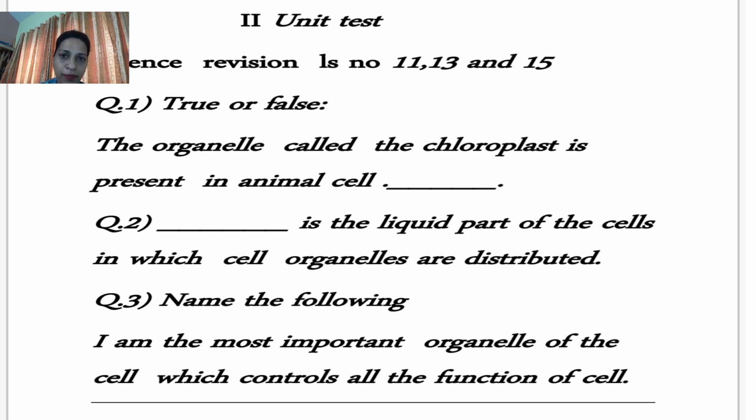Out of these 5 chapters, chapter number 13, changes physical and chemical, and chapter number 15, materials we use, only objectives will be asked from these chapters. Okay children? And the entire portion I'll send to you in the assignment section. Don't worry. So today children, we will begin with the science revision of lesson number 11, 13 and 15.